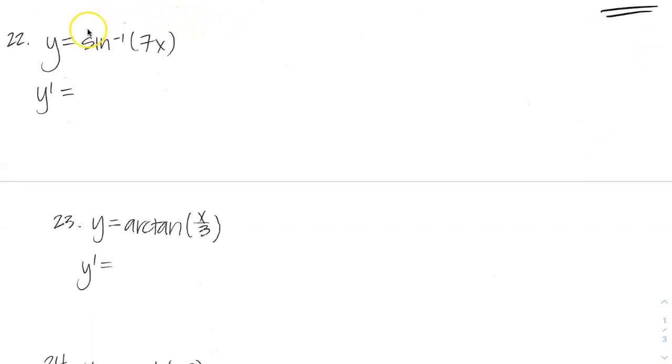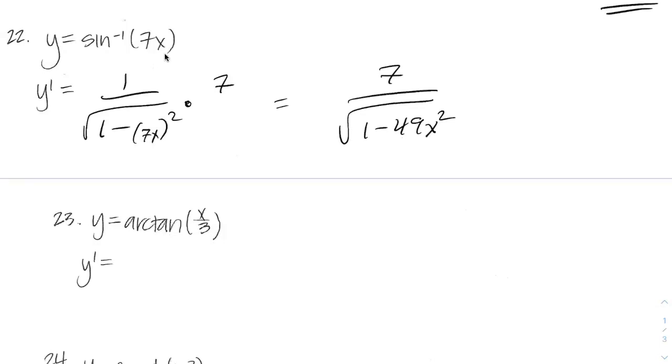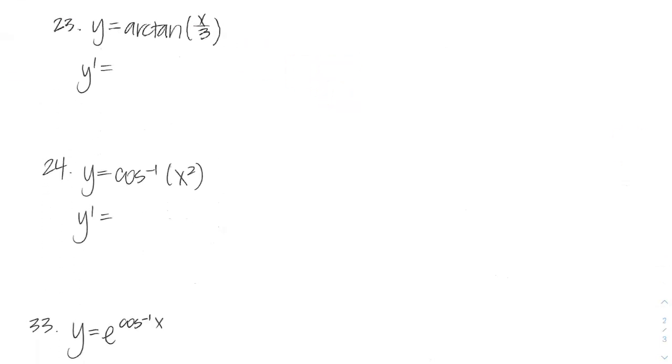Next one, same idea, but with the 7x. And this time we don't have any more algebra. The derivative of sine is 1, so it's like cosine, but without the negative. Then 1 minus, now it's something squared. In this case, the inside is 7x, so plug 7x in there. Then times by the derivative of the inside, right? Chain rule. So we get 7 over square root of 1 minus 49x squared. That's our answer.